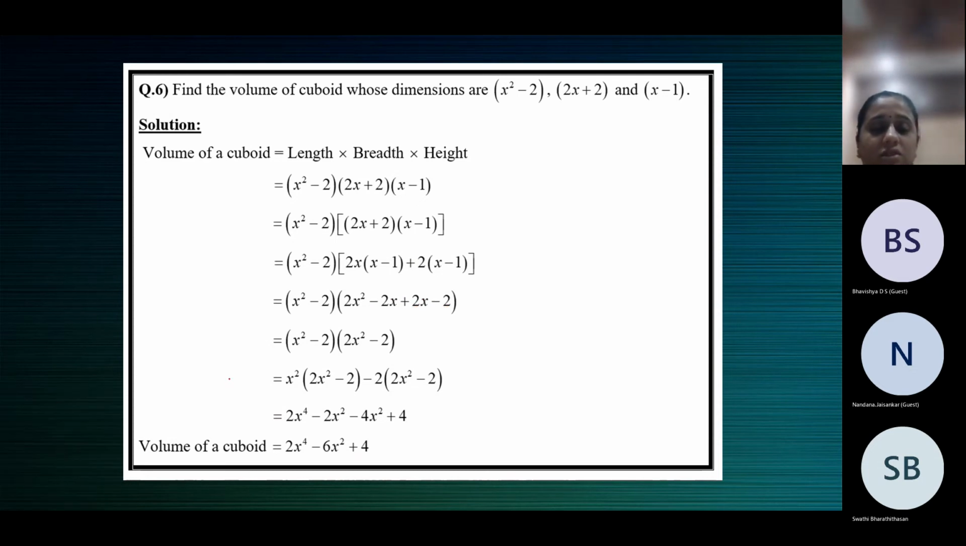Now, again, the same idea. Multiply these two. How? First term x square into the second bracket 2x square minus 2. Second term minus 2 into the second bracket 2x square minus 2. So multiplying the same way, we get 2x to the power 4 plus 6x square plus 4. Is it understood, children?